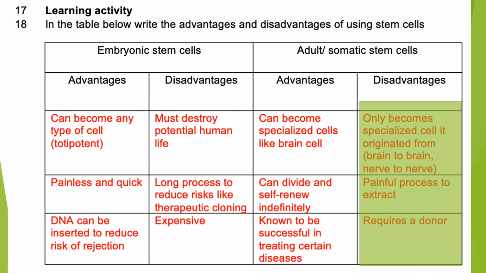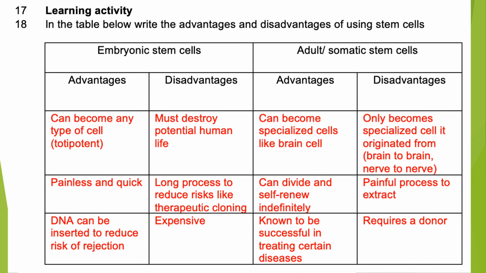Some of the bad things about adult stem cells is that it only becomes the specialized cell it originates from. So that is a restriction. Brain cells can only become brain cells, nerve cells can only become nerve cells. A brain cell cannot become a nerve cell, or a nerve cell cannot become a blood cell. So there is a bit of restriction that doesn't give it the full capabilities of embryonic stem cells.